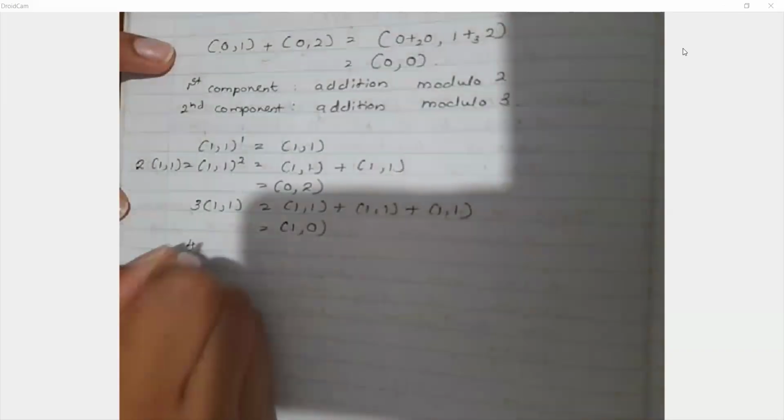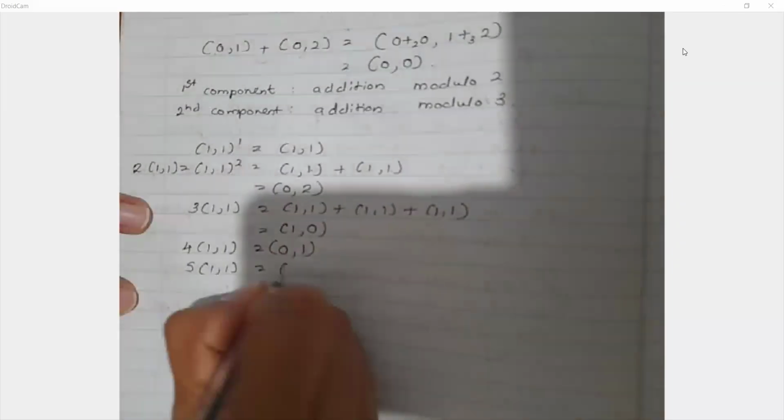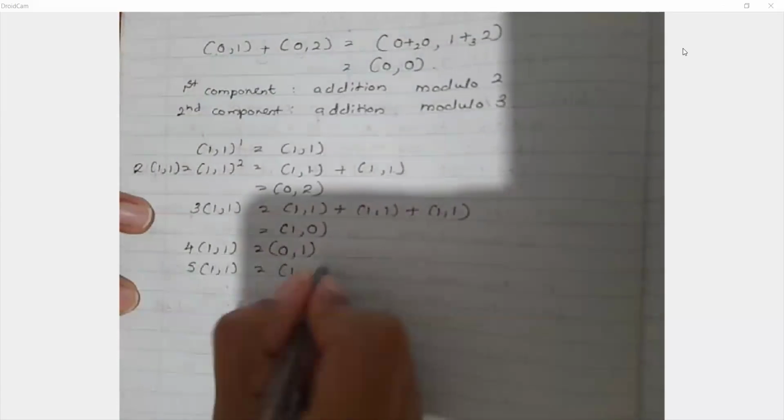Then we have 4 times 1, 1 gives you addition of the same element 4 times. So the first component 1, you add 4 times modulo 2. When you add it 4 times, you get a 0. 0 modulo 2 is simply 0 because 4 is divisible by 2. You add 1 4 times, you get a 4. Divide by 3, take the remainder, you have 1. You have 0, 1. 5 times 1, 1 would simply be 5. The first component will be 5 divided by 2, take the remainder, which is 1. 5 divided by 3, take the remainder, which is 2.